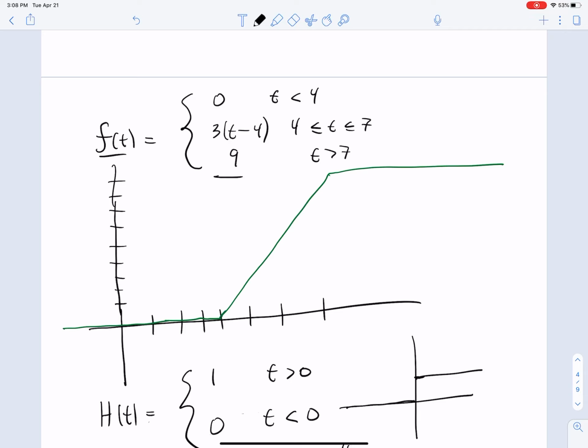So it's 0 for t less than 4. So this is t, this is my f of t. And then it's a linear function, 3t minus 4 in this range. And then it sort of saturates to the value of 9 after that, right?